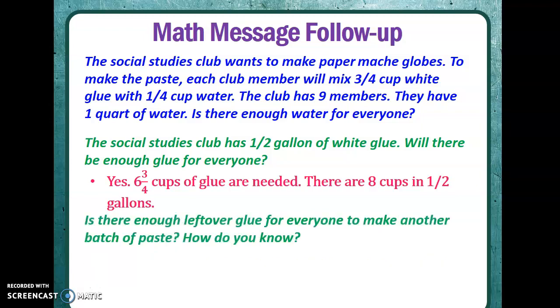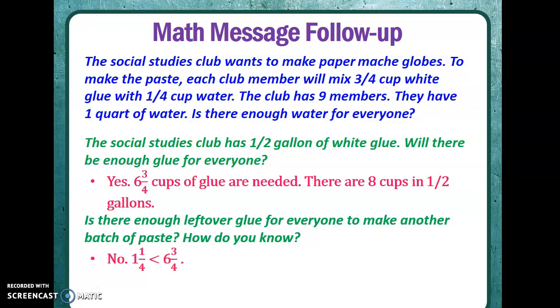All right, let's try to figure out now if there is enough leftover glue for everyone to make another batch of paste. So we know that we have 9 members, and we know that each member needs 3/4 cups of white glue. We have 1 1/4 cups left over altogether. So let's see if we can pause the video and figure out if we have enough for everybody to make another batch.